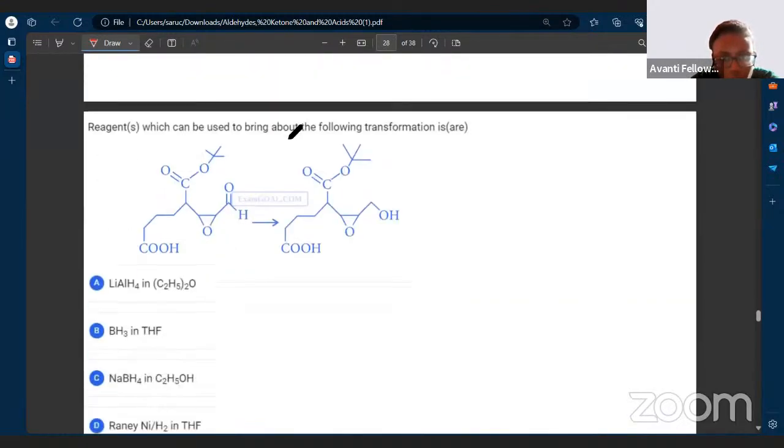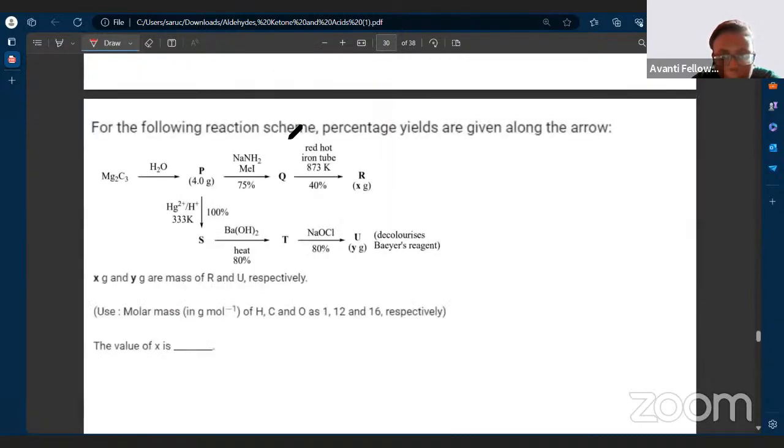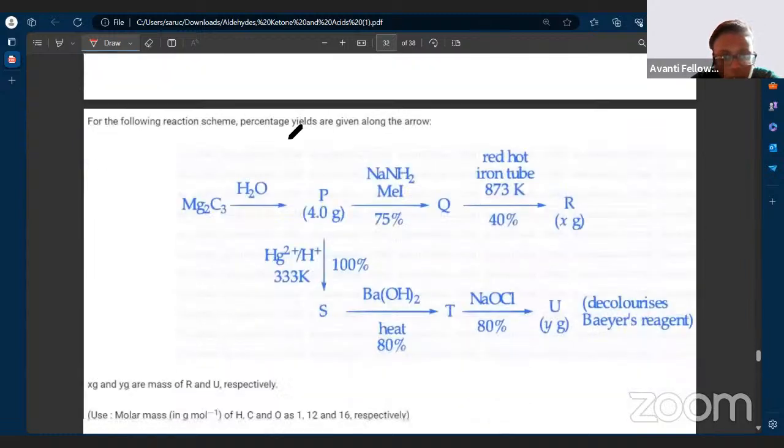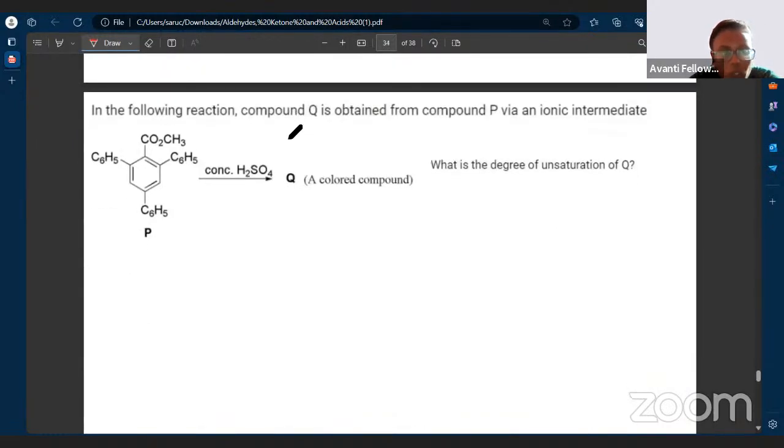Okay, moving on, we'll solve a few numerical questions. Look over this question. In the following reaction, compound Q is obtained from compound P via an ionic intermediate. So P is given, you are getting Q. What is the degree of unsaturation of Q? Here you are going to solve the equation and find out the degree of unsaturation. What would be the answer?